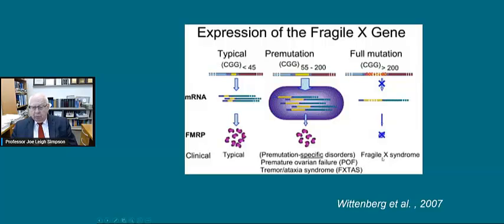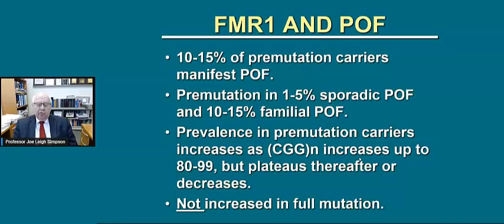So this shows the actual Fragile X syndrome greater than 200, premutation less than 200, Fragile X clinical syndrome greater than 200 in this situation. So the summary of this is 10 to 15% of premutation carriers manifest ovarian failure. This accounts for about 1 to 5% of the sporadic cases and about 10 to 15% of familial cases.